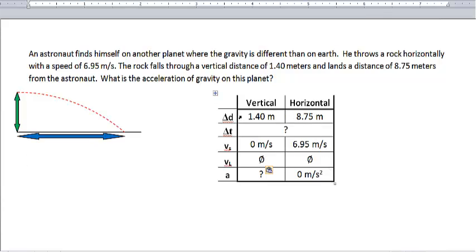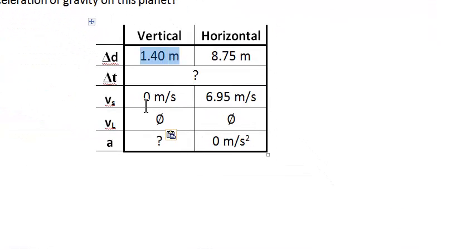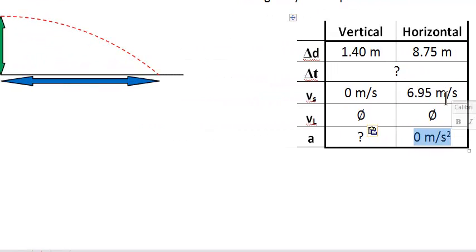Okay, vertically, I know two things. Horizontally, I know delta D, V sub i, and A. I know 3 things here, so I can solve for time. Once I know time, I will know 3 things vertically, and I can solve for acceleration. All right, that's fairly straightforward.